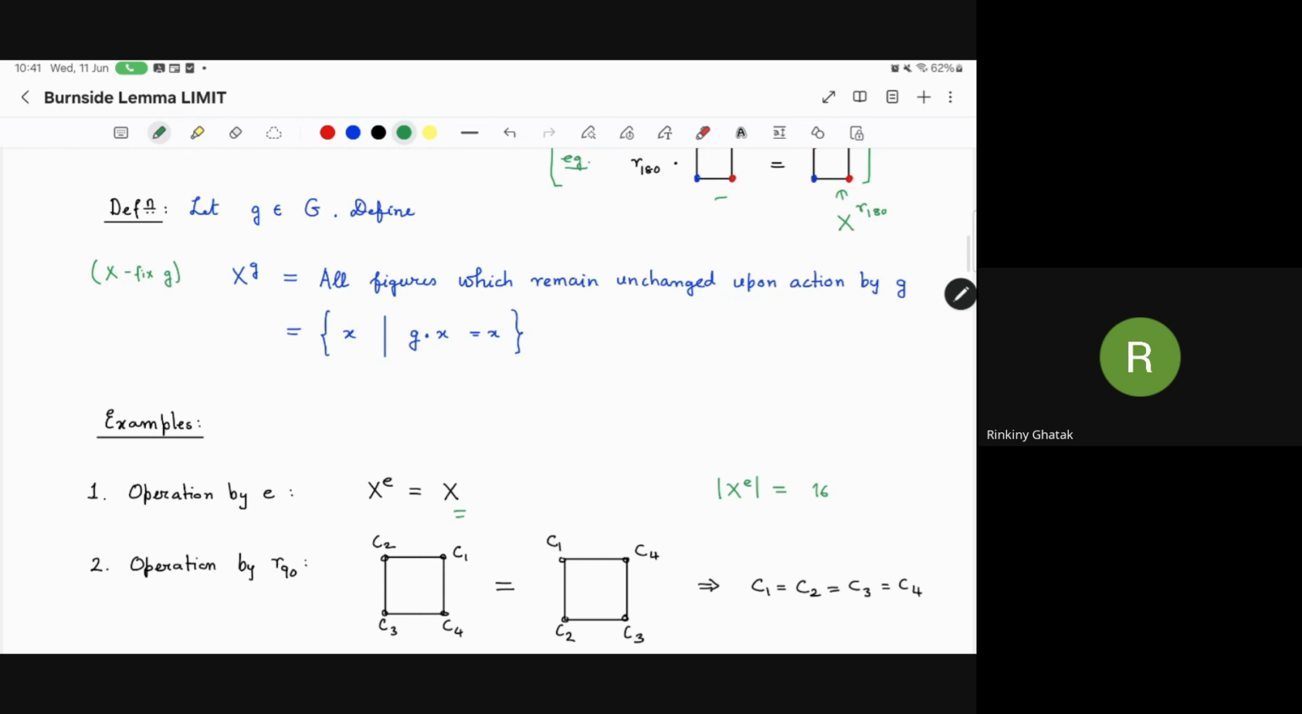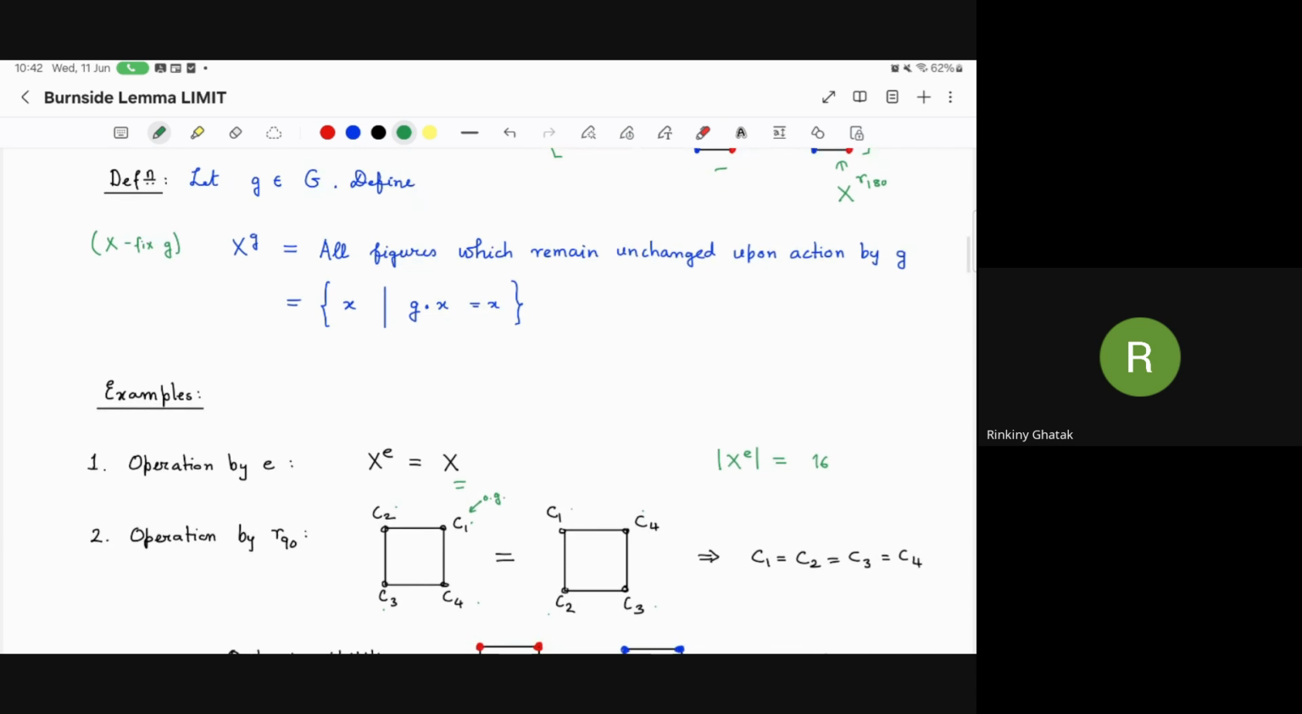If we look at this rotation by 90 degrees, then there's something fun arising. See, this is the original picture, and this is the rotated picture. In the rotated picture, if these two are supposed to be the same, then C1 has to be C4, C2 has to be C1, C3 has to be C2, and C4 has to be C3 for the two of them to be the same. In particular, all of them have to be the same. C1, C2, C3, C4 are all the same, which means, by the way, Ci represents a color at each vertex. So all the colors must be the same.